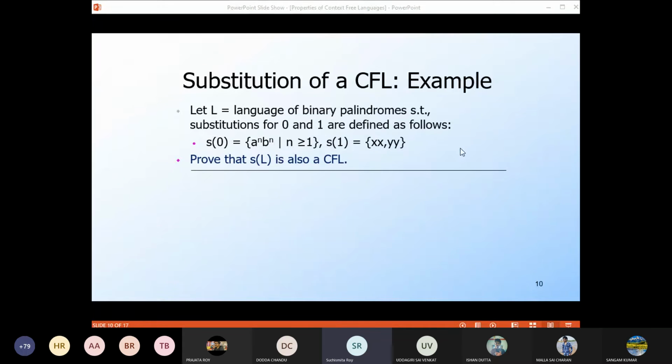How will you write the context free grammar for this? This is the simplest of the lot. S derives XX or YY because we have only two strings, right? Yes or no? Yes, ma'am. So both of these are context free languages. That much is sure. Now let's show that SL is also CFL.